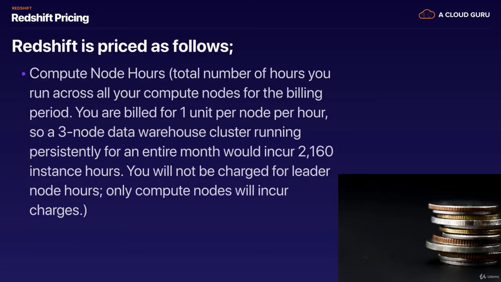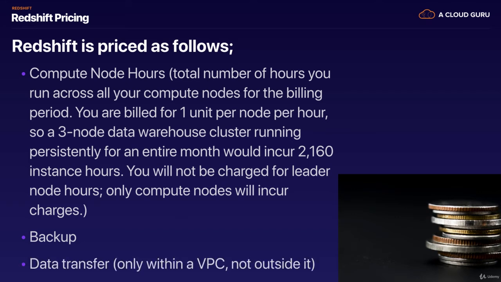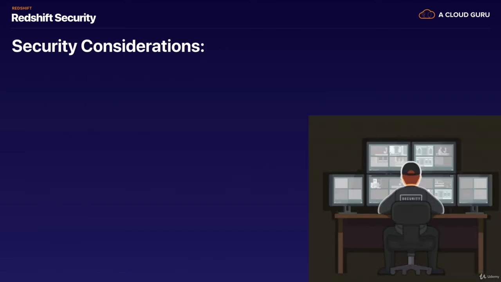Redshift, the way it's priced, it's basically on the compute node hours. So this is the total number of hours you run across all your compute nodes for the billing period, and you're going to be billed for 1 unit per node per hour. So a 3-node data warehouse cluster running persistently for an entire month would incur 2,160 instance hours. And you're not going to be charged for leader node hours. You're only going to be charged for your compute node hours. So bear that in mind as well. And then you're also going to be charged for your backups, and you're going to be charged for your data transfer. And this is only within a VPC, not outside it.